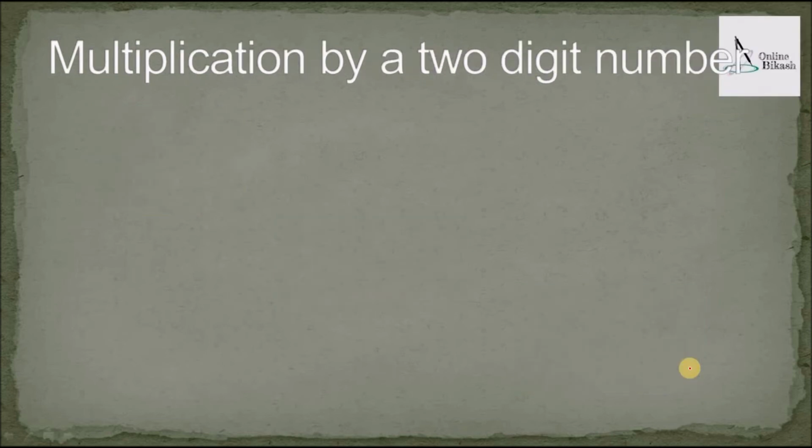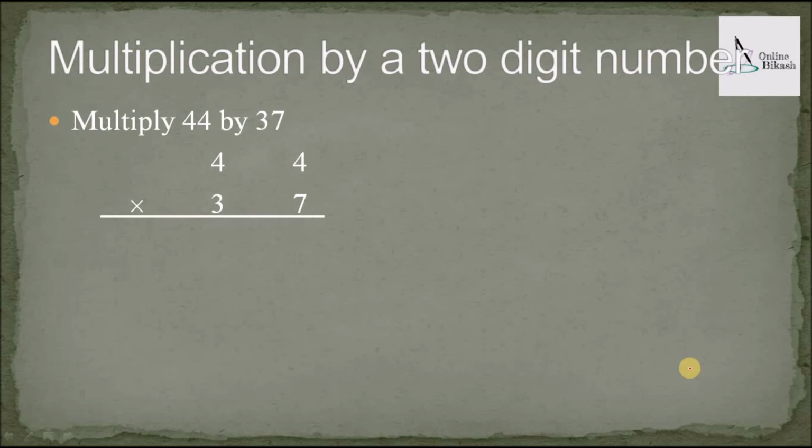Now multiplication by a 2-digit number. 2-digit number means how many? There will be 2 digits. Okay, try to understand this. Multiply 44 by 37. If you do this, we have to write the number 44 like this, and 37 will be placed like this. Now we will multiply. You see, it's very interesting and you have to understand what I mean to say.